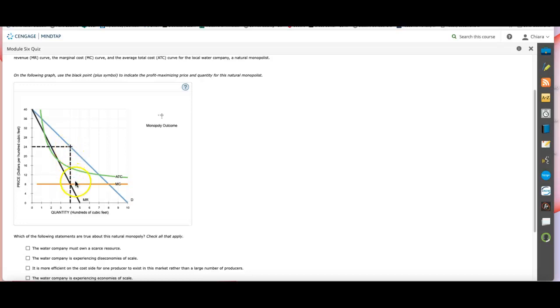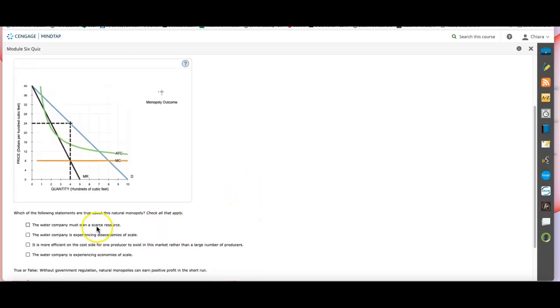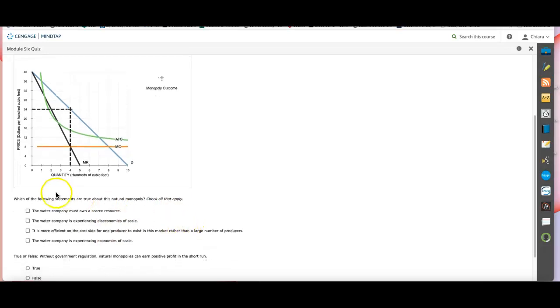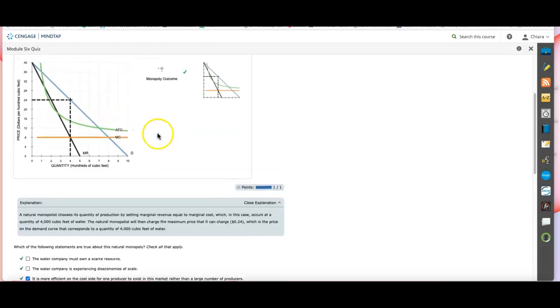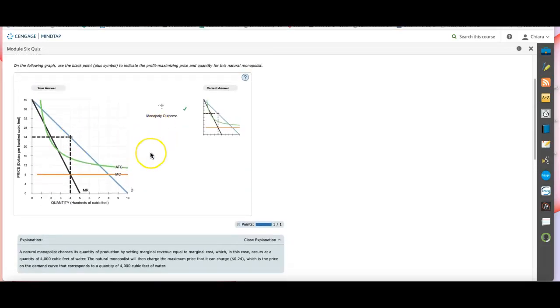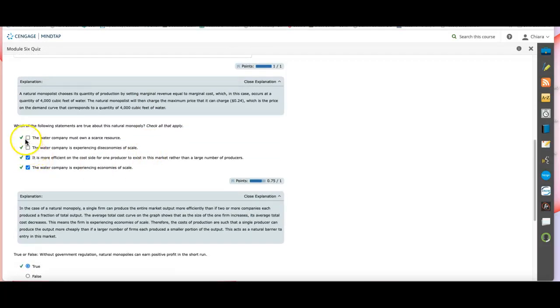Look how much above the average total cost curve it is. Which of the following statements are true about this natural monopoly? So for every statement you can find the answer by looking at this graph, whether they're true or not. The water company must own a scarce resource. That could be true. So we've answered the first part. We found this point. Now let's go answer all of these.